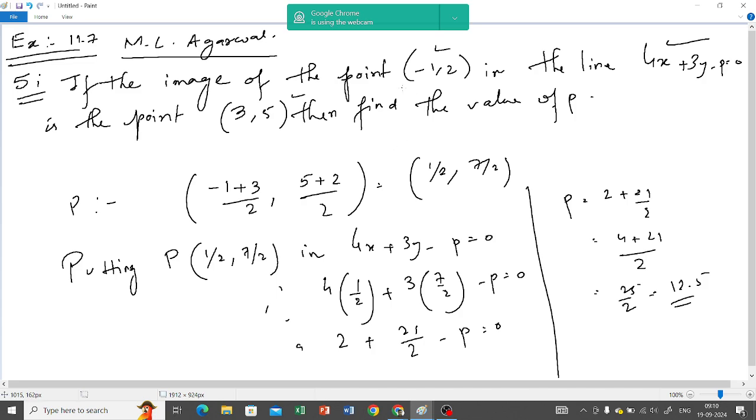So first of all, we found out the midpoint, then the midpoint will be a point on this mirror. Just put the value, get the value.